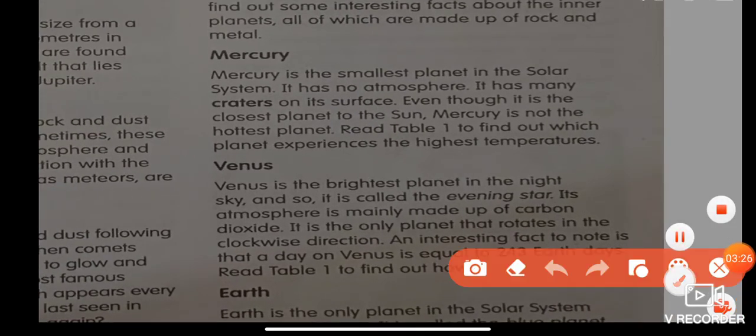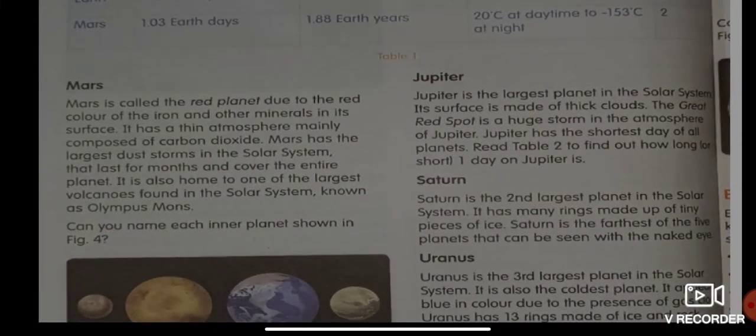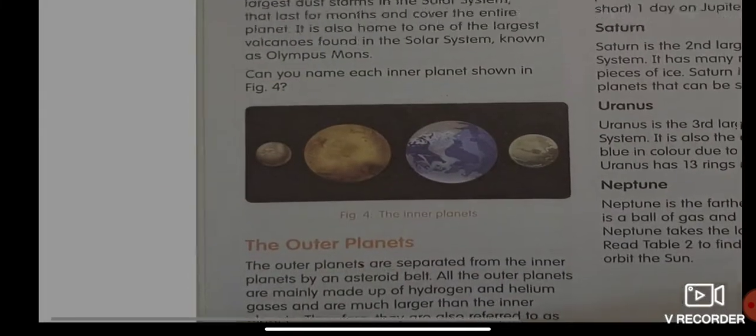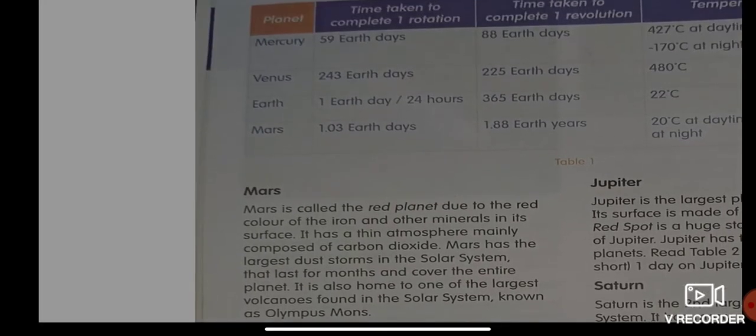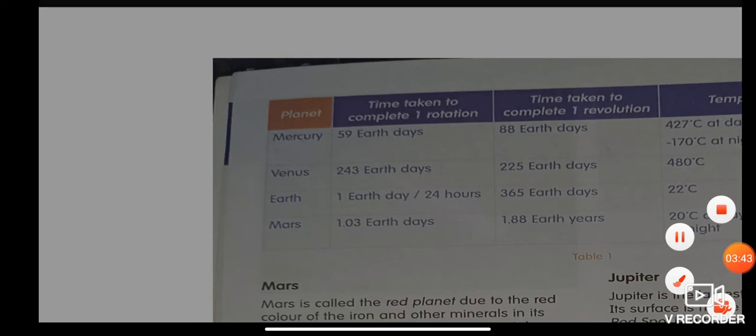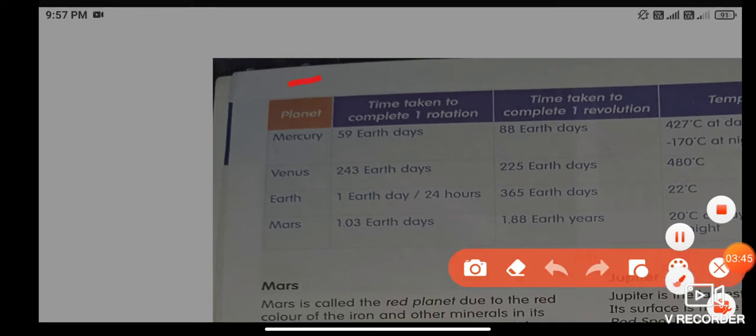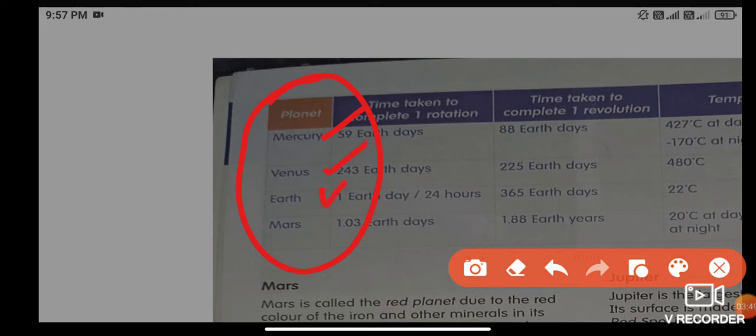The inner planets are Mercury, Venus, Earth, and one more called Mars. All these are the inner planets: Mercury, Venus, Earth, and Mars. You can even go through the given table from your exit content book.